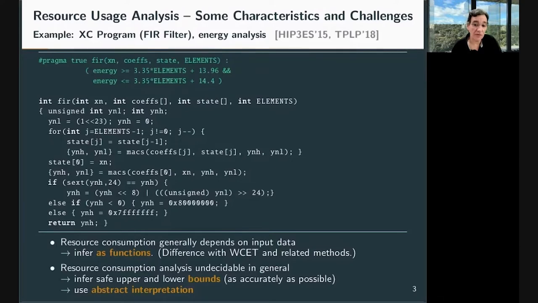So if we do the analysis of this program, what we want to obtain is a pragma like this one, this green one here, which is a true assertion and tells that the energy consumption is between this lower bound and this upper bound, which in this case are both linear functions. And these functions essentially define two curves so that our energy consumption is guaranteed to be between those two curves.